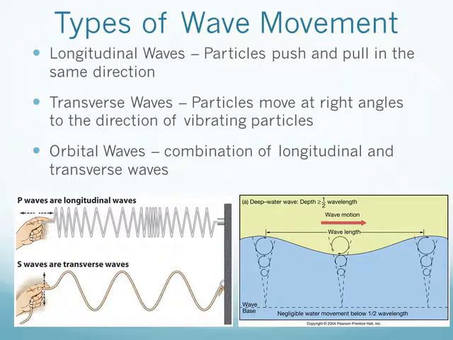Whereas if we look at our third type of wave, orbital waves, those waves are a combination of both longitudinal and transverse waves. These orbital waves are what we see in the ocean. And these types of waves, just like the name suggests, will have a forward moving component as well as an up and down component. On the next slide, you'll see what I mean.